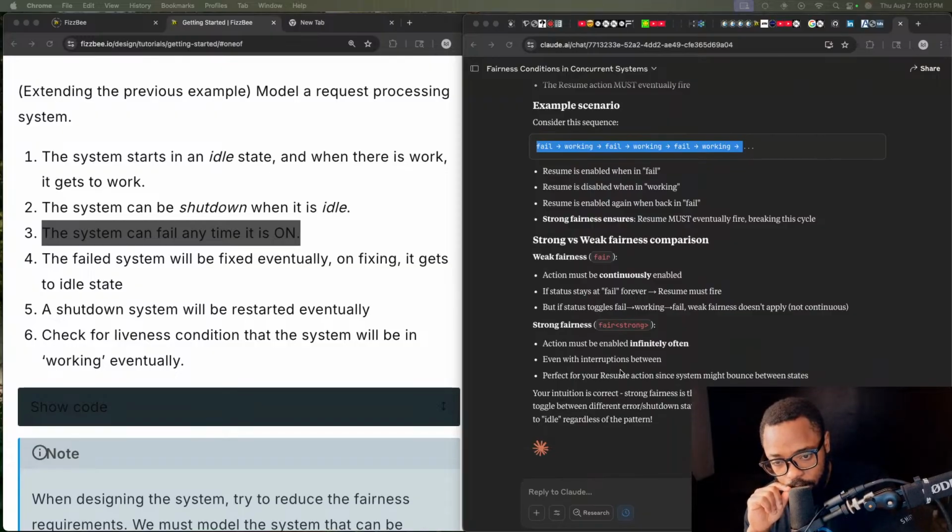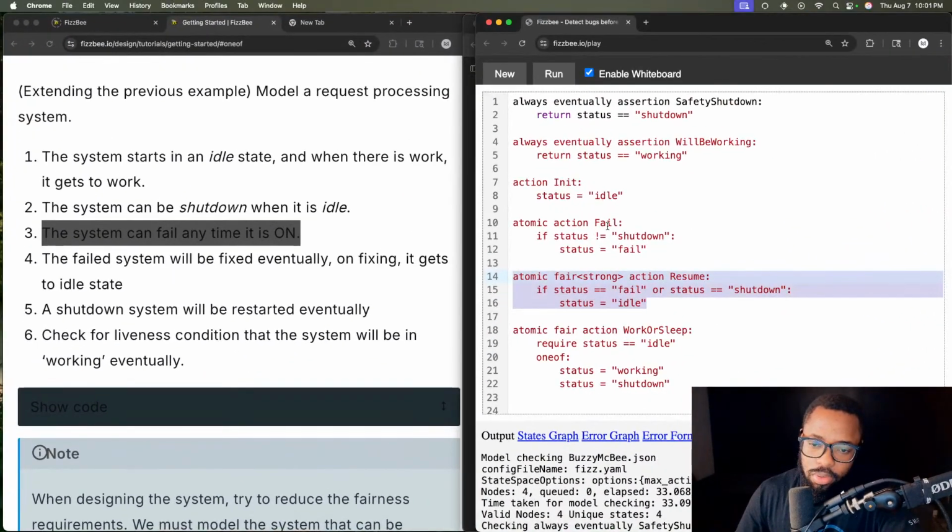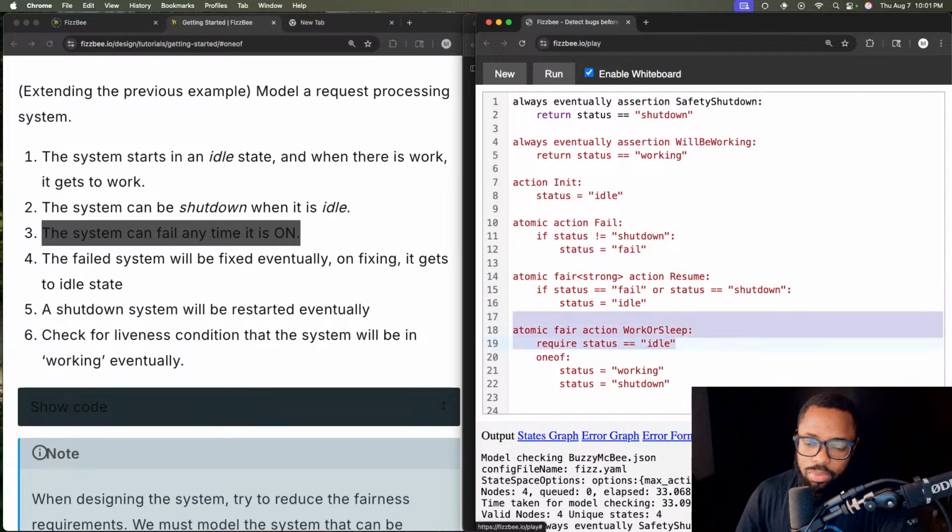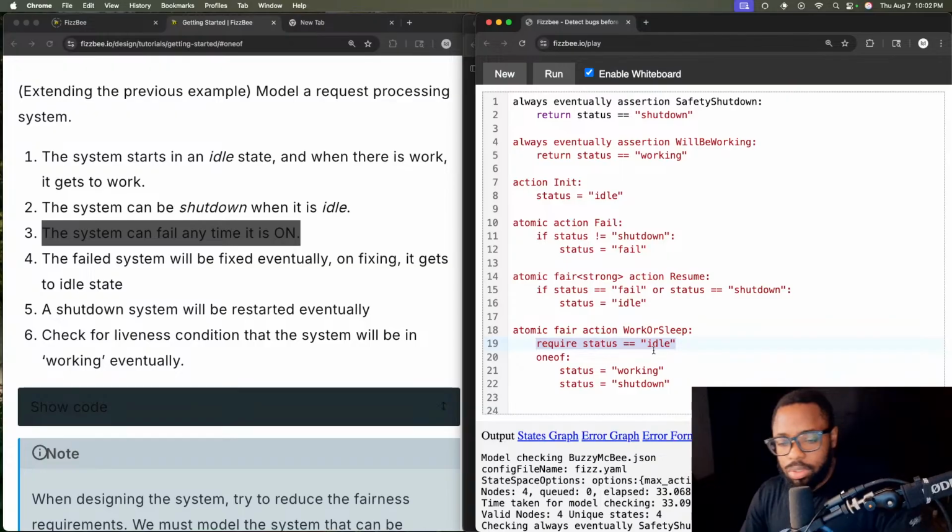Action must be enabled even with interruptions between. Perfect for your resume action since the system might bounce between states. Alright, well, let's see, so I have fairness here. So when this is enabled continuously, which means the system chooses to get stuck in this status, then we eventually switch to working or shut down.